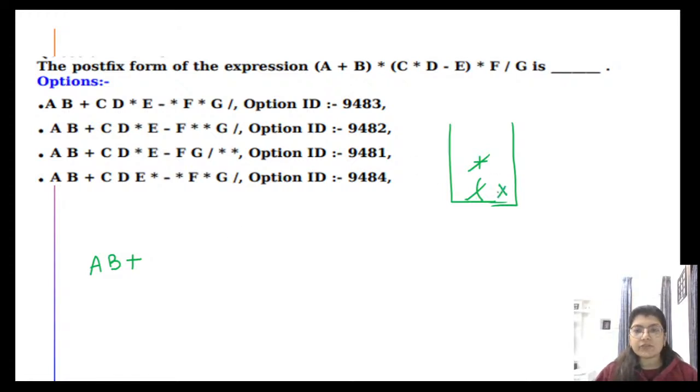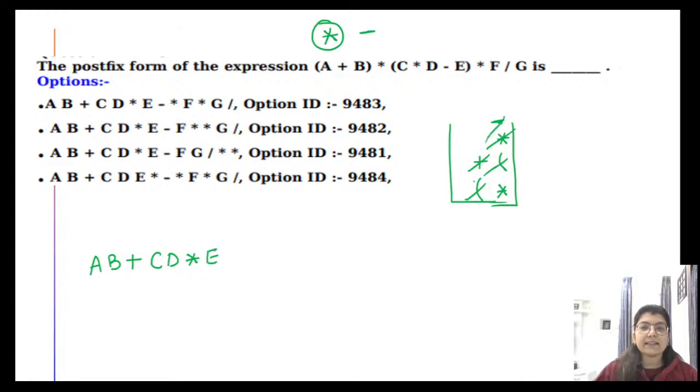Then we have multiplication. Then again we have an open bracket. Then we have C. So C we will write over here. Then again we have multiplication, but this time under an open bracket, so we will not touch it. Then we have D. Now we have a subtraction. Among multiplication and subtraction, multiplication has a higher priority. So a low priority operator cannot come over a high priority one. So this will pop itself, it will come over here. Now we will have E and now we have a closing bracket.